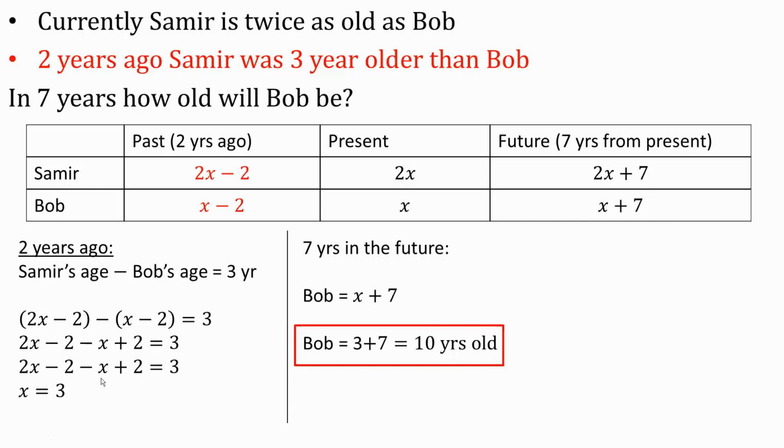And just for fun, we can check the other stuff. x is 3. That means presently, Samir is 6. Does that make sense? Currently, Samir is twice as old as Bob. If Samir is 6, Bob is 3. That makes sense. 2 years ago, Samir was 3 years older than Bob. Let's plug it in. 2 times 3 is 6, 6 minus 2 is 4. So 2 years ago, Samir was 4, and Bob was 3 minus 2, and so Bob was 1. So Samir was 4, and Bob was 1, and so clearly Samir was 3 years older than Bob. And that's pretty much it for this video.